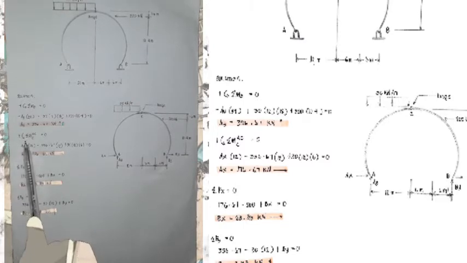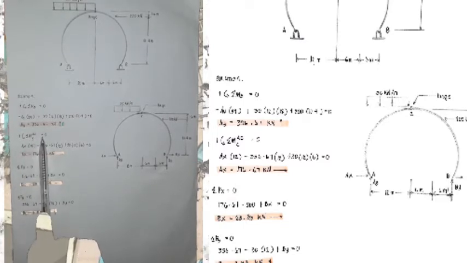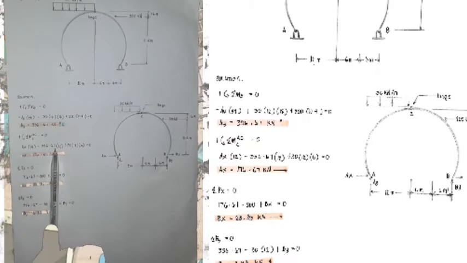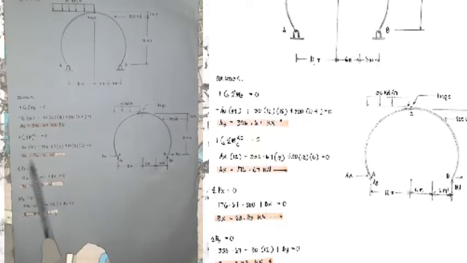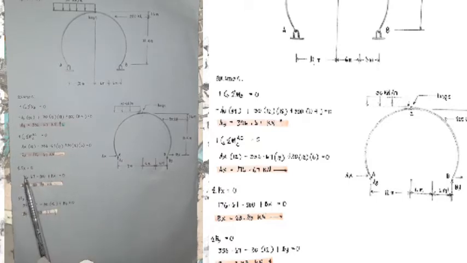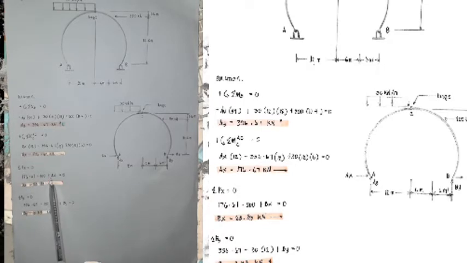So the summation of moment in AC at C is equal to 0. AX times 12 minus 356.67 times 12 plus 30 times 12 times 6 is equal to 0. So AX is equal to 176.67 kilonewton. So the sum of forces in X direction is equal to 0. 176.67 minus 200 plus BX is equal to 0. So BX is equal to 23.33 kilonewton.